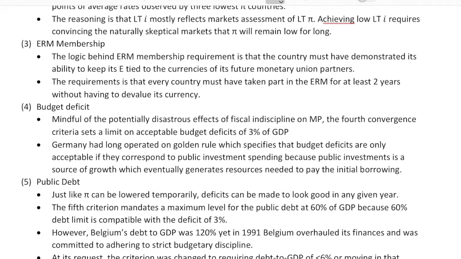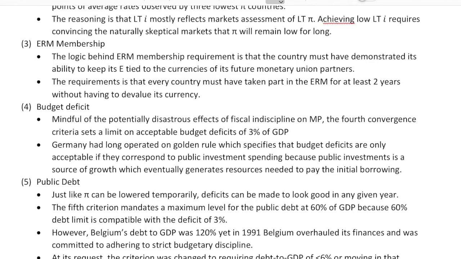Finally, the other brother of budget deficit is public debt, right? Public debt is essentially the sum total of all years' budget deficits. So just like inflation that can be lowered temporarily, deficits can also be made to look good in any given year. The point being, you just don't spend too much money as a government, and voila, you have a decent budget surplus. But the fifth criterion mandates a maximum level of public debt, which should be at 60% of GDP, because 60% of GDP is very compatible with a budget deficit of 3%.